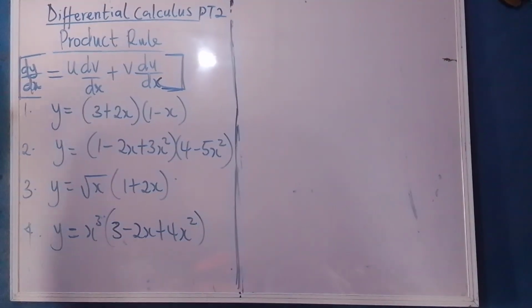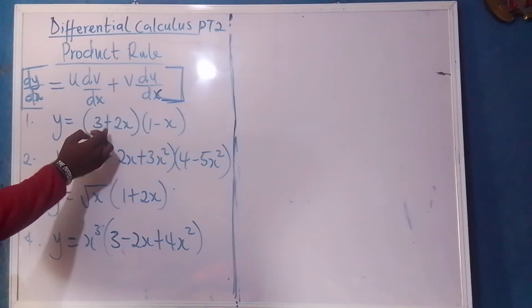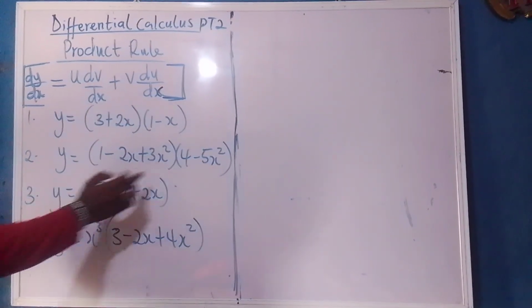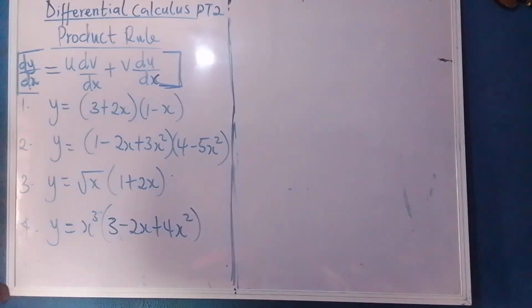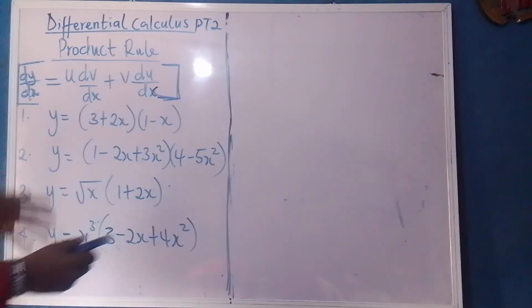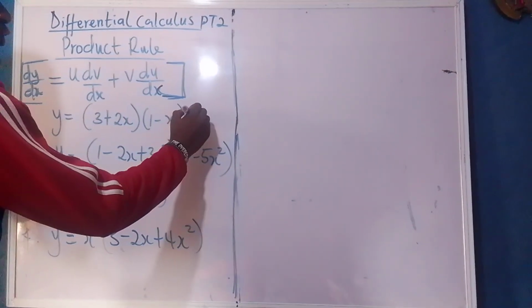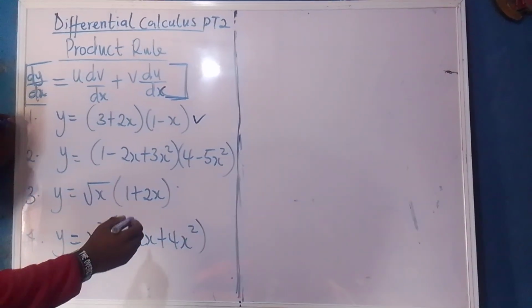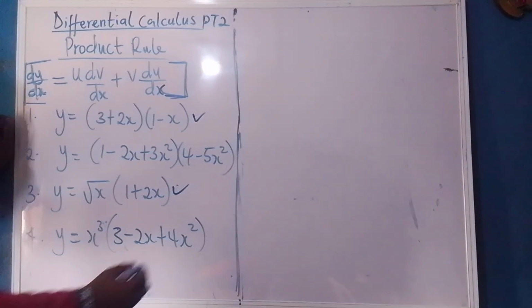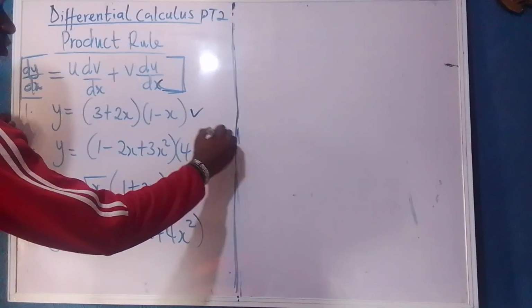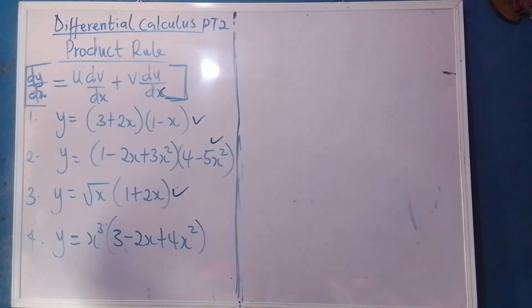So how do you identify a product rule? When you see two expressions multiplying each other, just like we have this multiplying this, we have this multiplying this, from the name product, multiplication. So that's how you know product rule. Now let's solve questions. I'm going to be solving question number 1, question number 3, also question number 2. Yes, then I give you guys this one to test yourself on it.